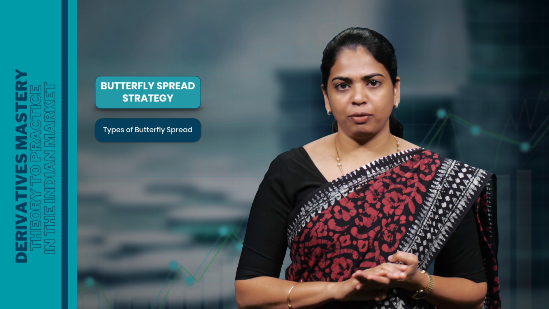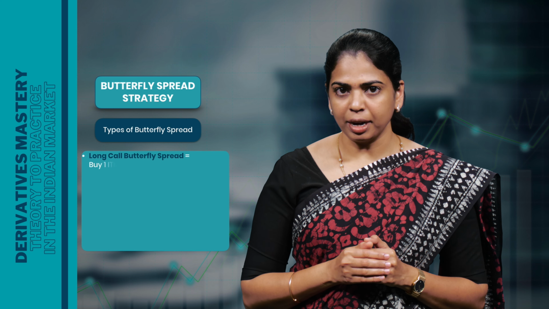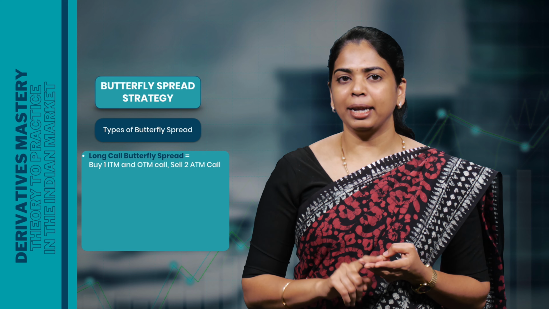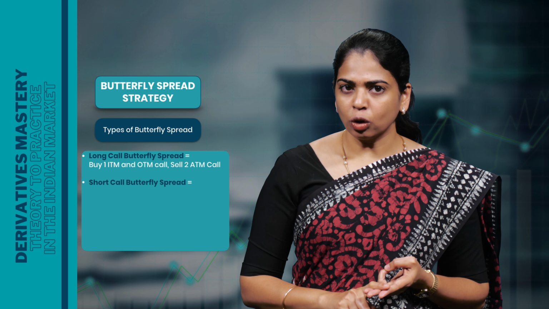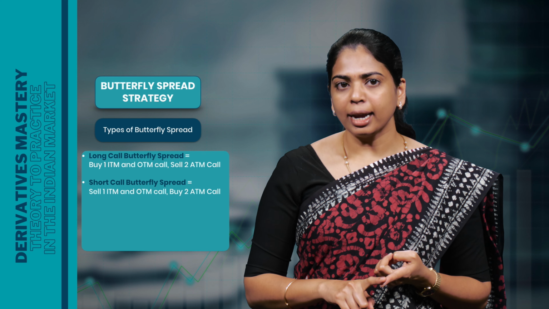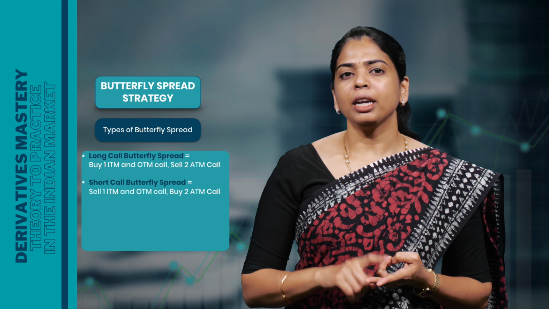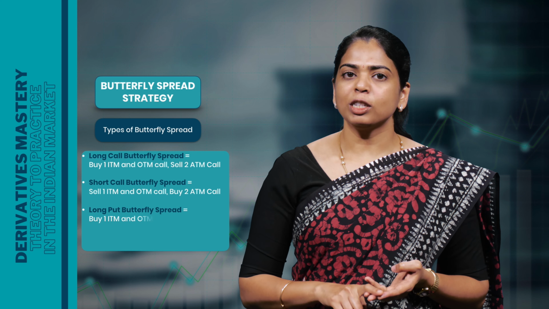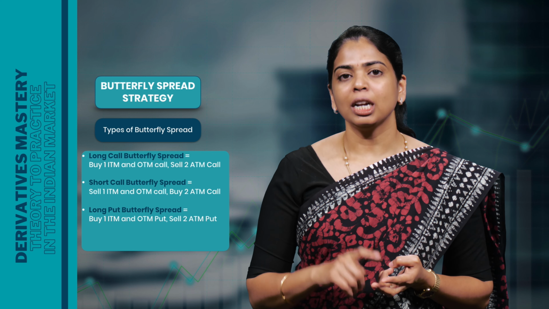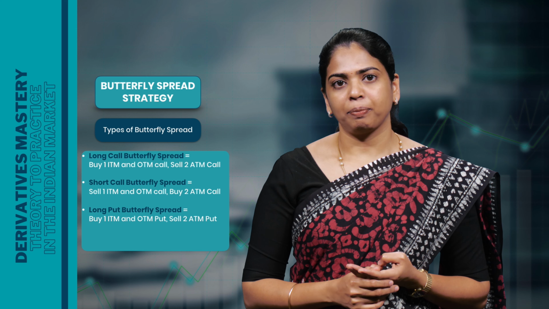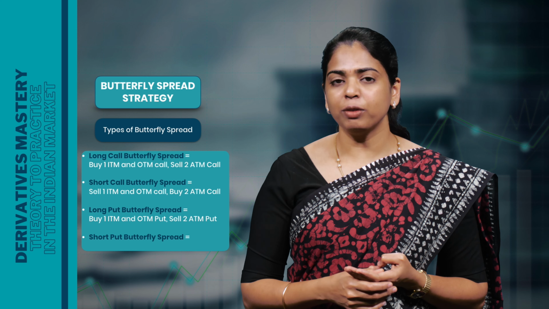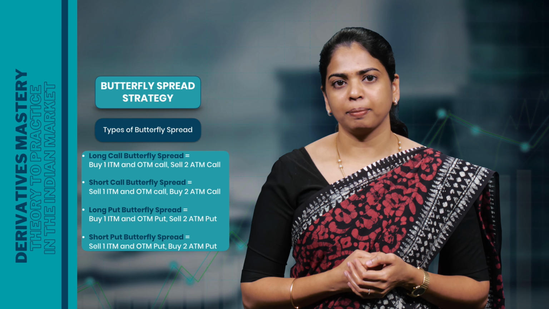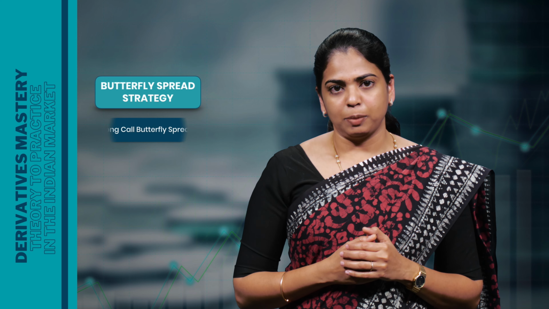So there are four types of butterfly spread. The first is a long call butterfly spread, which involves buying one ITM and one OTM call option and selling two ATM call options. The second is a short call butterfly spread that involves selling one ITM and one OTM call option and buying two ATM call options. The third is a long put butterfly spread. This involves buying one ITM and one OTM put option and selling two ATM put options. The fourth is a short put butterfly spread, which involves selling one ITM and one OTM put option and buying two ATM put options. Let me explain the long call butterfly spread.